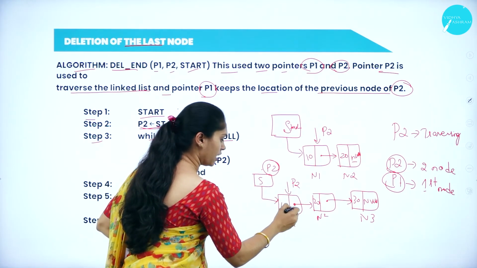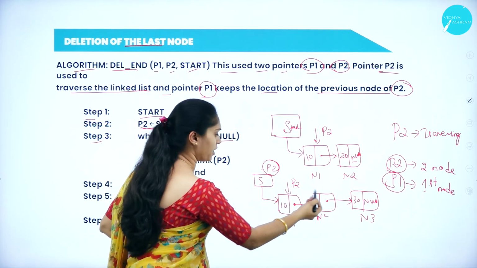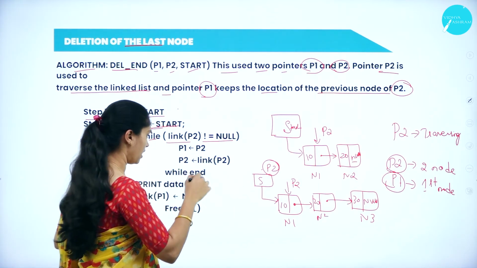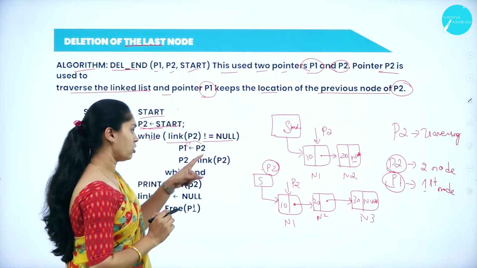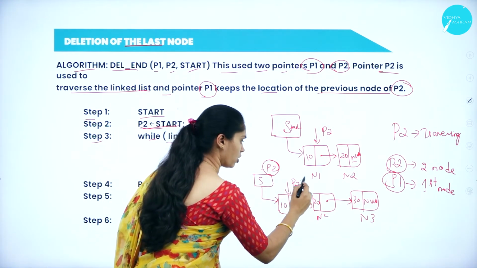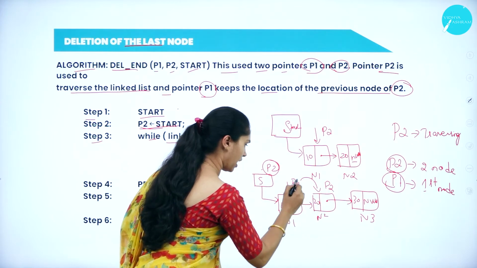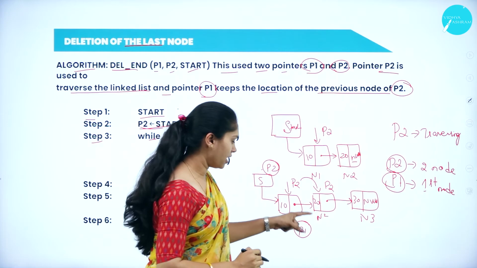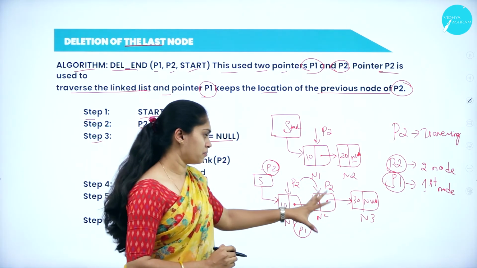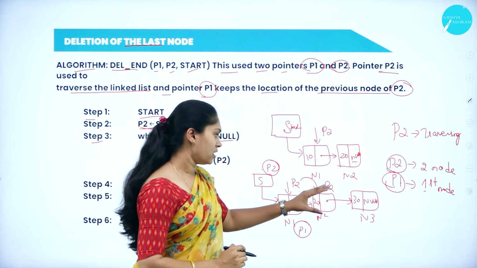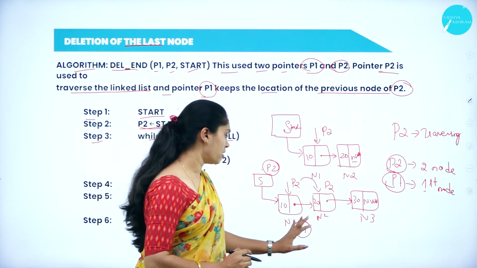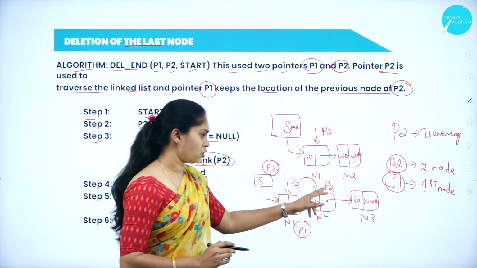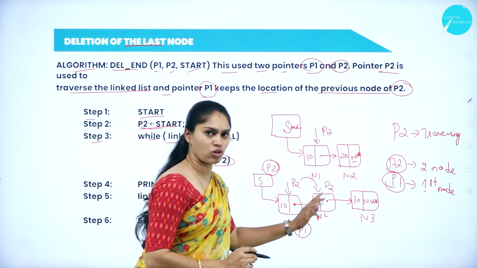What is the link of this P2 right now? It is pointing to the second node. That means it is not equal to null. Then this P2 will going to be copied to P1. So now this P2 will going to move to this position, and now this becomes P1. So this P1 will going to hold the previous address of the P2. So now P2 is in the node 2, then this P1 will going to hold the address of P1. Then P2 of link P2. So this P2 will going to hold the address of second node itself.